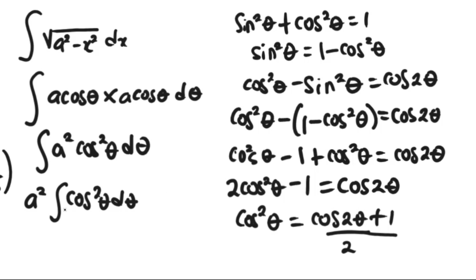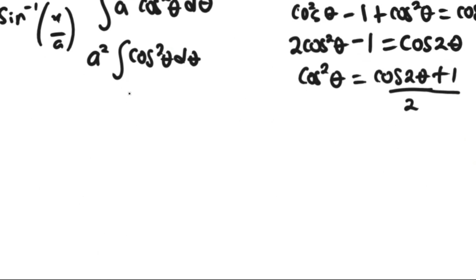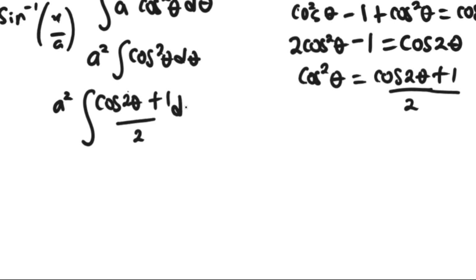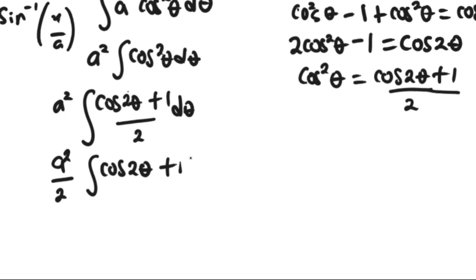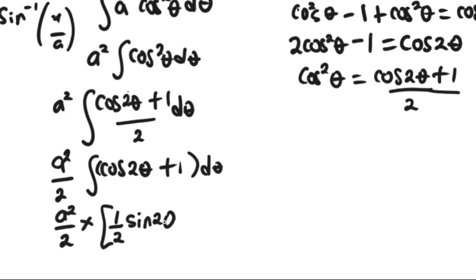So what it means here now is that the integral of a square cos square theta d theta is now the same thing as a square multiplied by the integral of cos 2 theta plus 1 divided by 2 d theta. So this is a squared divided by 2 times the integral of cos 2 theta plus 1 d theta. When you integrate this, using algebraic substitution, it will be 1 over 2 sine 2 theta plus theta plus arbitrary constant c.